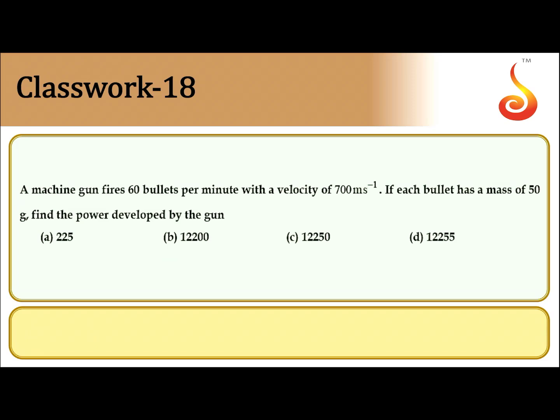Example 18. A machine gun fires 60 bullets per minute with a velocity of 700 meter per second. If each bullet has a mass of 50 gram, find the power developed by the gun. Here it's basically a power calculation.